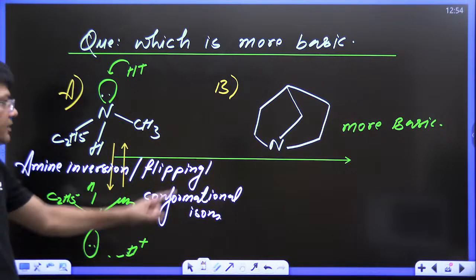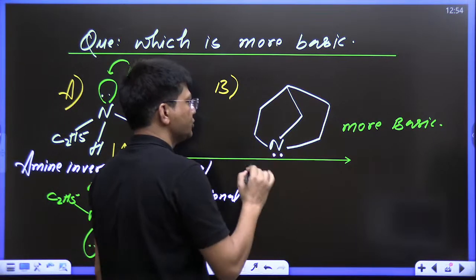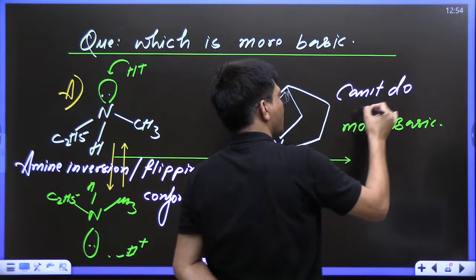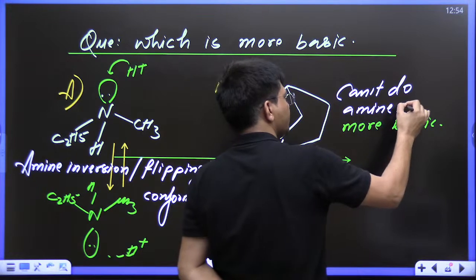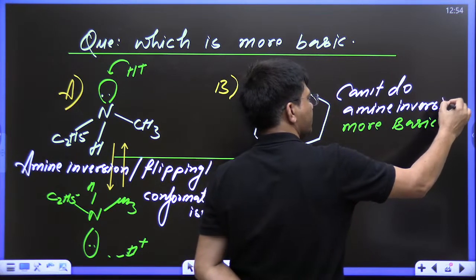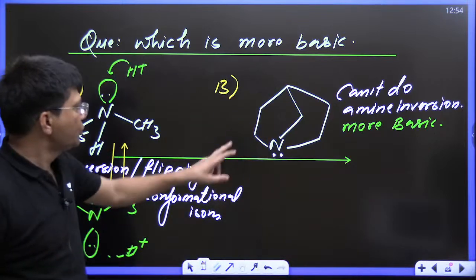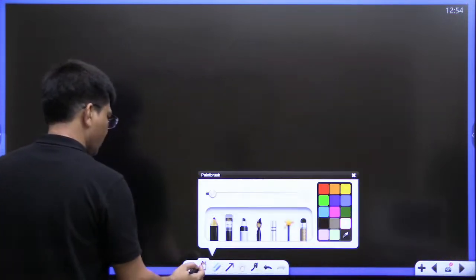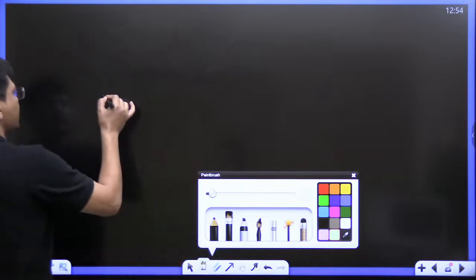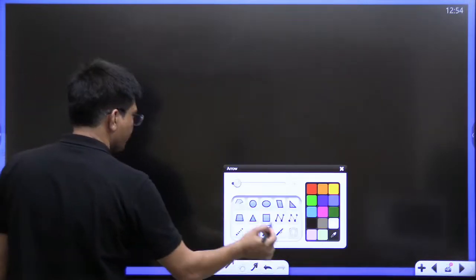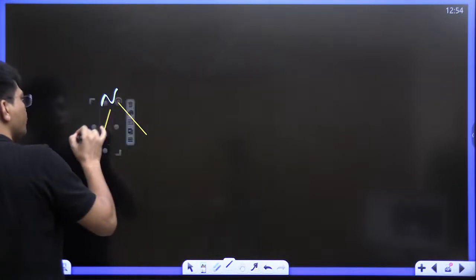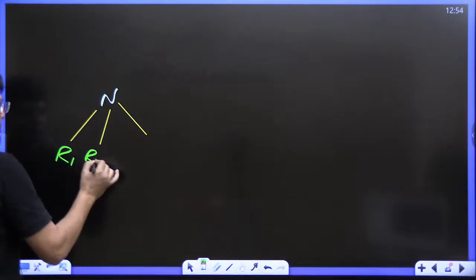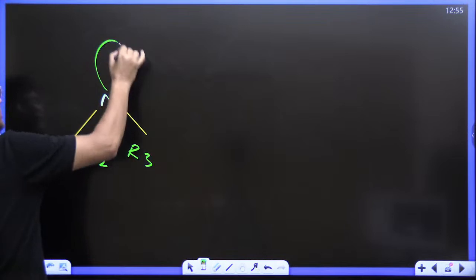Now kids, this cannot do amine inversion. The question arises why it can't do amine inversion. Let me first tell you how amine inversion takes place, then only you will be able to understand. This is nitrogen and it is attached with 3 valencies, R1, R2, R3. This is the lone pair.